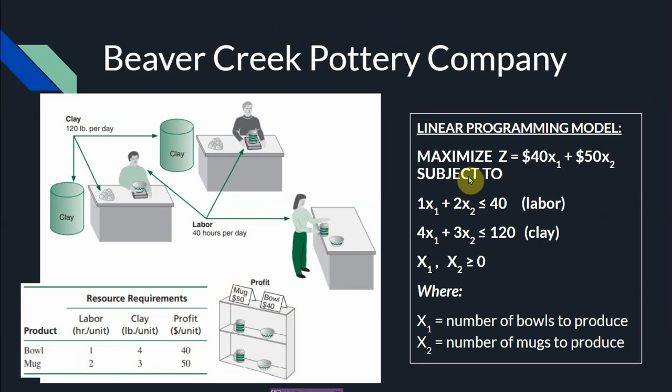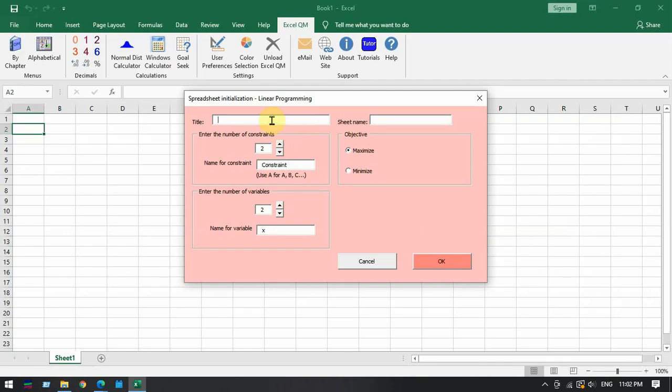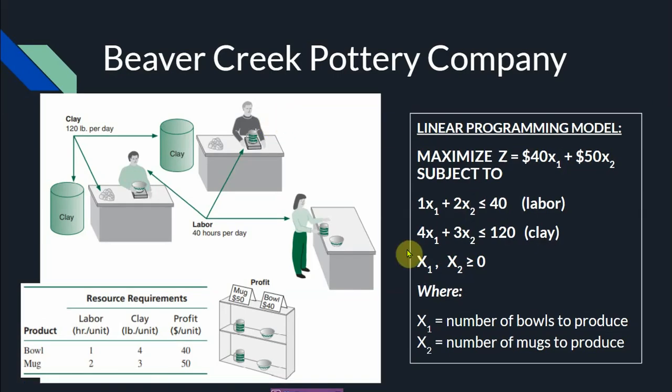We can just actually produce also the linear programming model using Excel QM. So with this, okay, we can just input here, let's say our title report. Let's say we want the report for Beaver Creek Pottery Company.